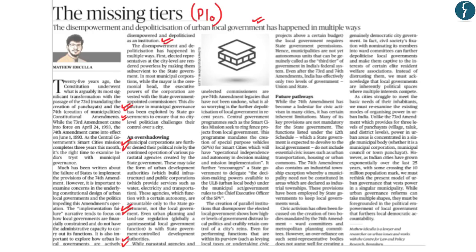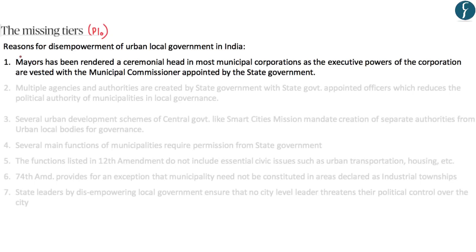Now let us understand the reasons given by the author for what he considers has caused the disempowerment of local municipal governance in India. The first reason is that mayors have been rendered a ceremonial head in most of the municipal corporations. This is because the executive powers of the corporation are vested with the municipal commissioner, who is appointed by the state government, and therefore the elected representatives at the city level are rendered powerless by making them subservient to the state government.